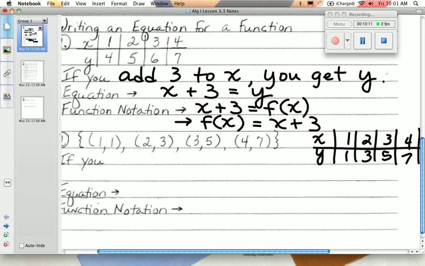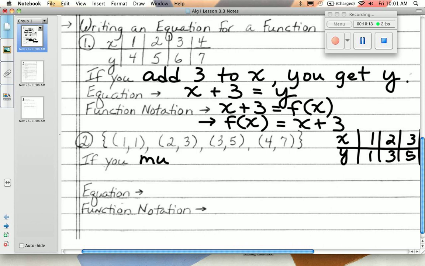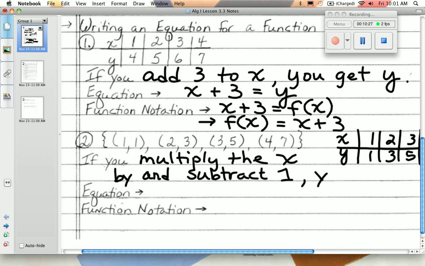Okay, so if you multiply the x by 2 and subtract 1, you'll get y. We worked all the way through our table. Whatever rule we come up with, it has to work all the way through. So then, as Jared said, the equation would be double x, take away 1, you will get y. 2x minus 1 equals y.